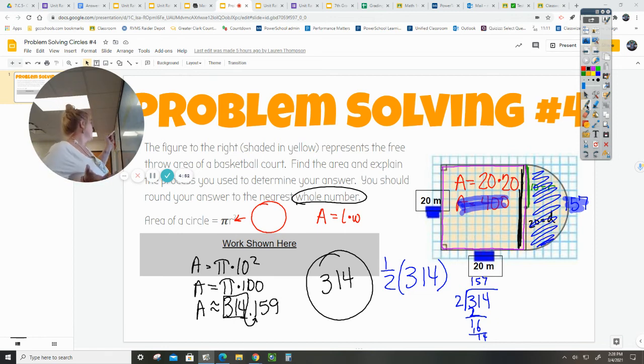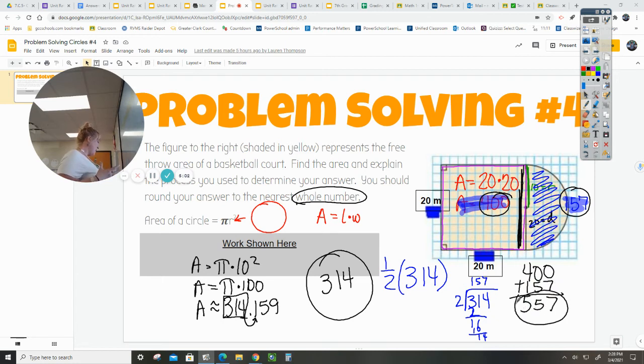I'm using my picture. I'm going to add 400 and 157. 400 plus 157 is 557. Did I round my answer to the nearest whole number? Yes. What did I forget like I normally forget? Units, meters.